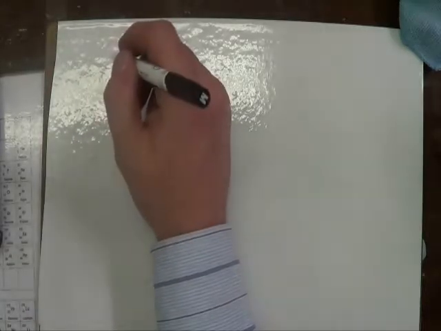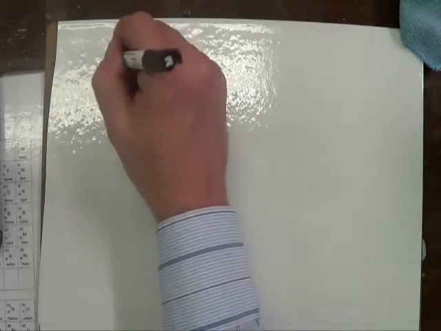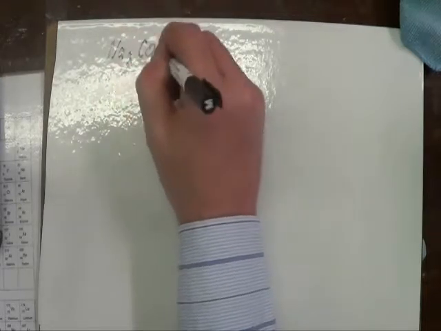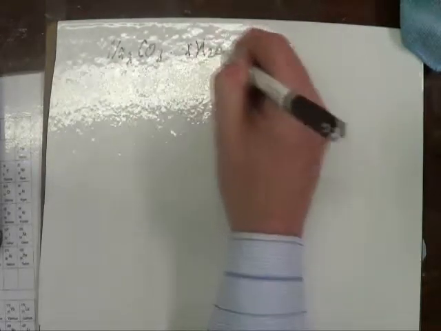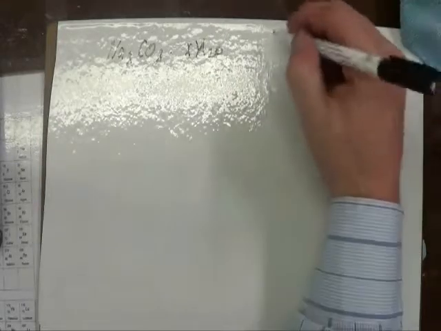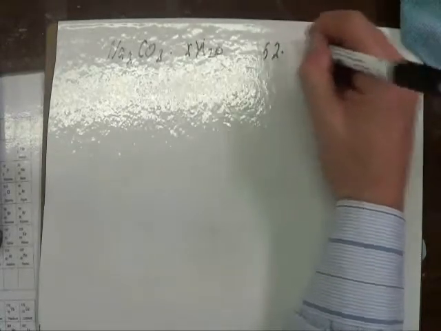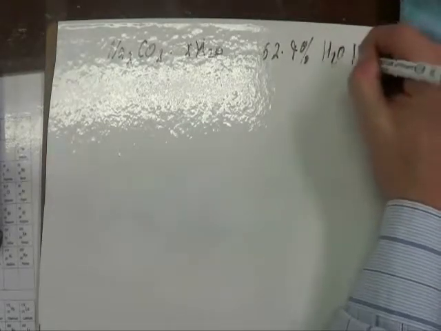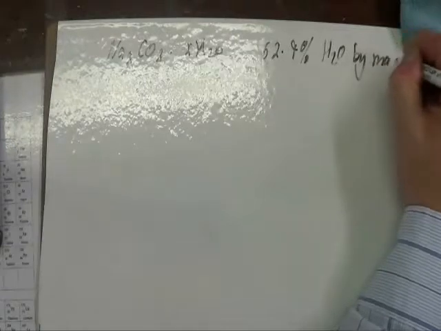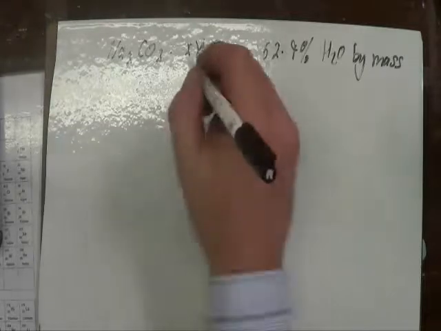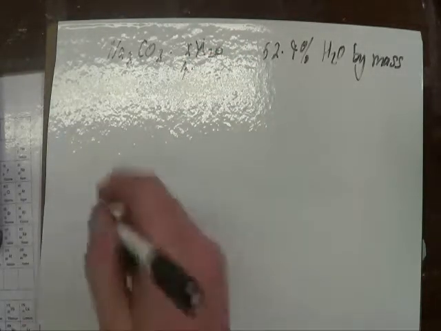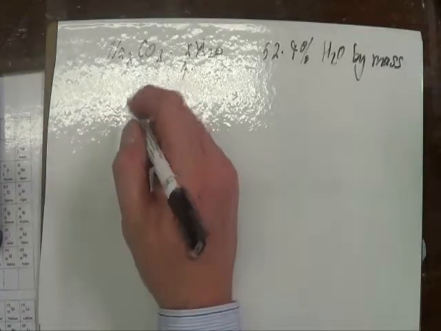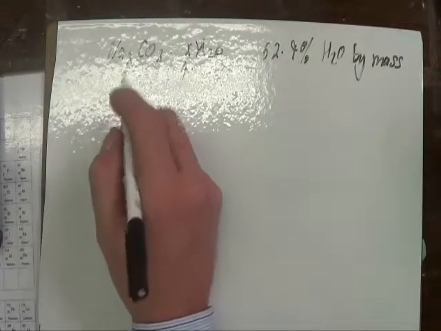We've been given a formula here of sodium carbonate, Na2CO3.XH2O, and we were told that it was found to contain 62.9% water by mass. So you should be able to do this one now, having done the last one. We've got to again calculate the value of X. So you can pause the video, as hopefully you've been doing all along, and do it, and then come back and see if you've got it right.